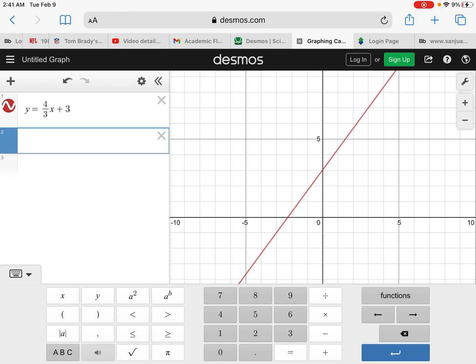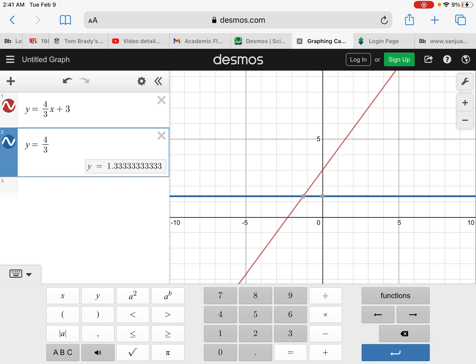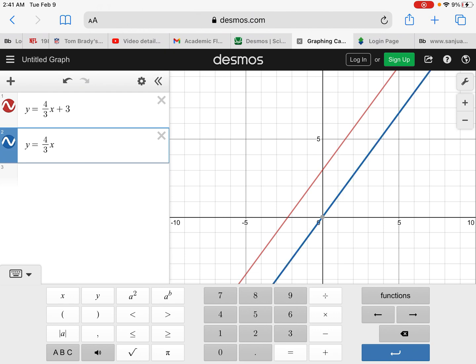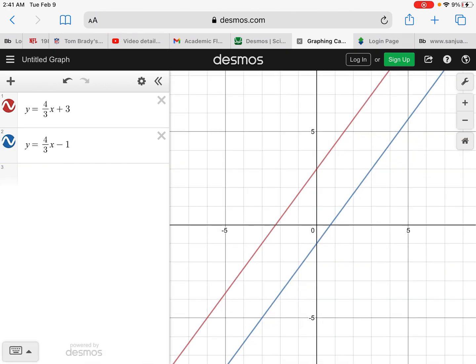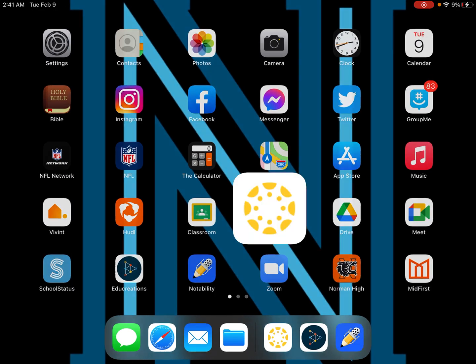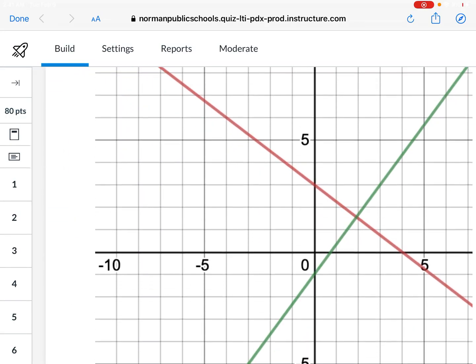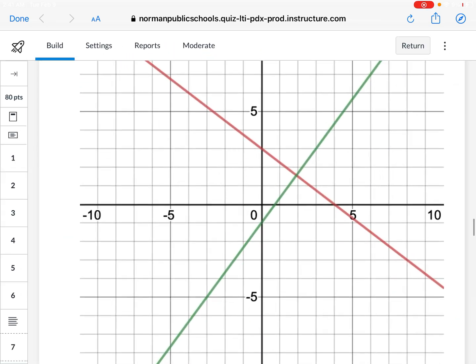Then you click this little number 2 over here to get a second equation. And then you would have y equals 4 over 3x. Make sure you move over. Make sure you put your x and then minus 1. That's what it should look like, okay? And if you look at your intercepts, meaning your y-intercepts, you'll have one at 3 and one at -1. So now we go back and find which one that is.